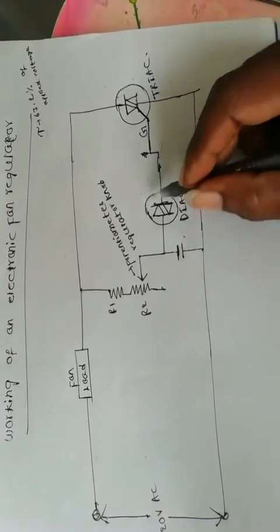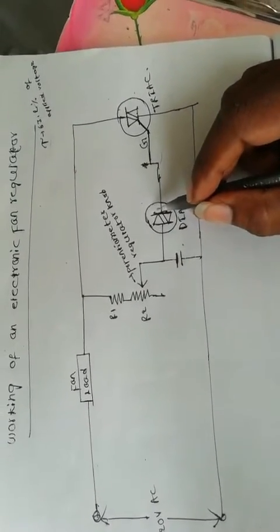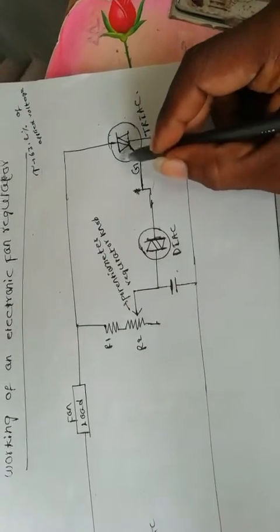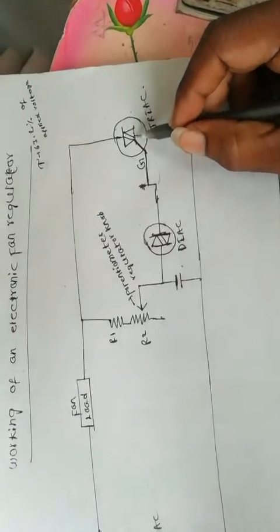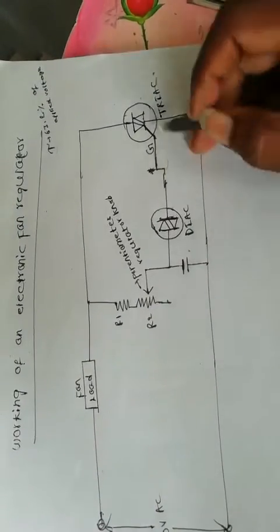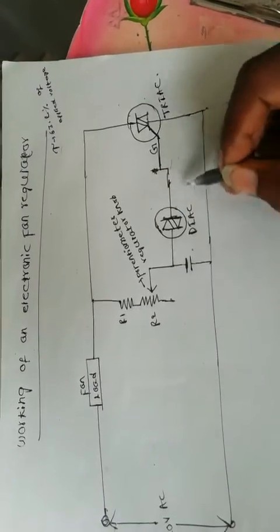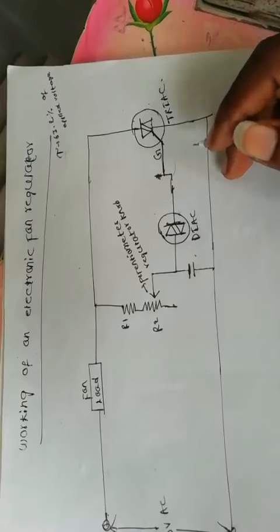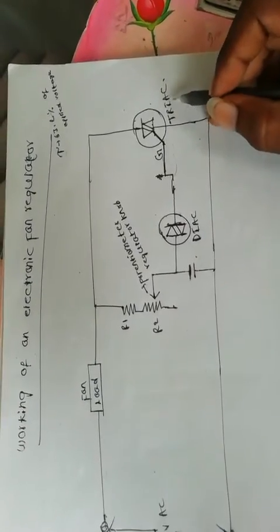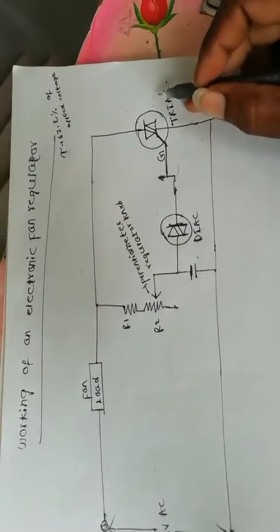A diac will be activated after passing some specified breakdown voltage, and a triac will be activated after passing some specified current through the gate terminal. Generally, triac and diac are used combinedly. That means a diac is used along with a triac. Why? To trigger the triac, the diac is used along with it.